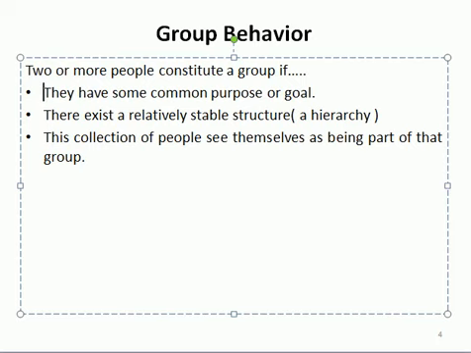Hierarchy means that the boss is there, the manager is there, subordinates and employees are there. It means the levels of management, or the structure of the organization's system, are formed based on the authorities, duties and responsibilities that have been given. Each one reports to another based on specific duties and responsibilities. It means there is a definite structure in these organizations. Or we see that this collection of people see themselves as being a part of that group. That is what we call group behavior.